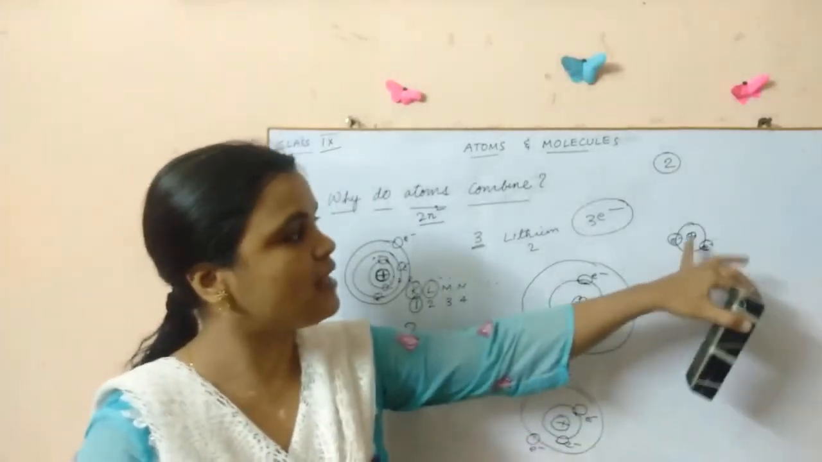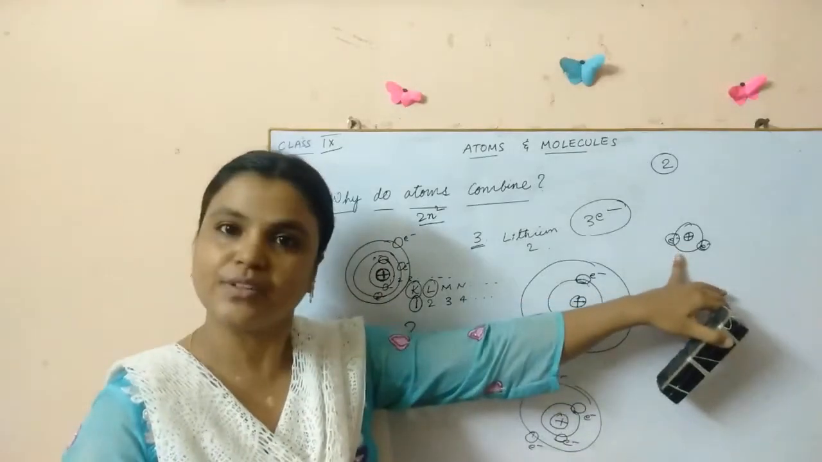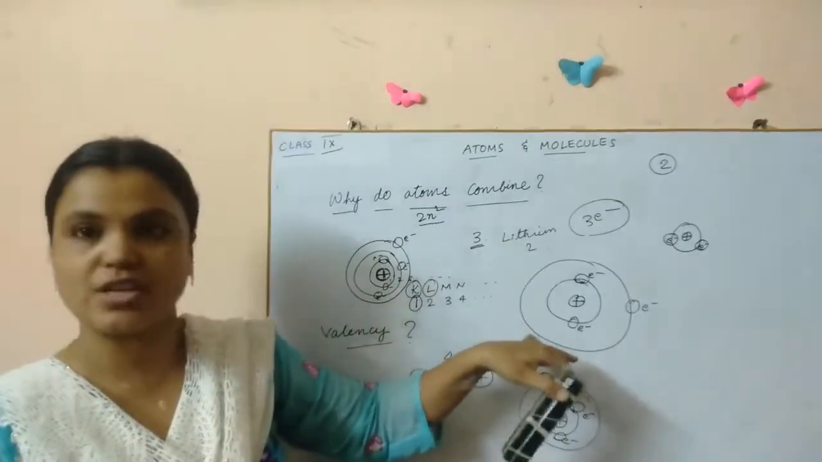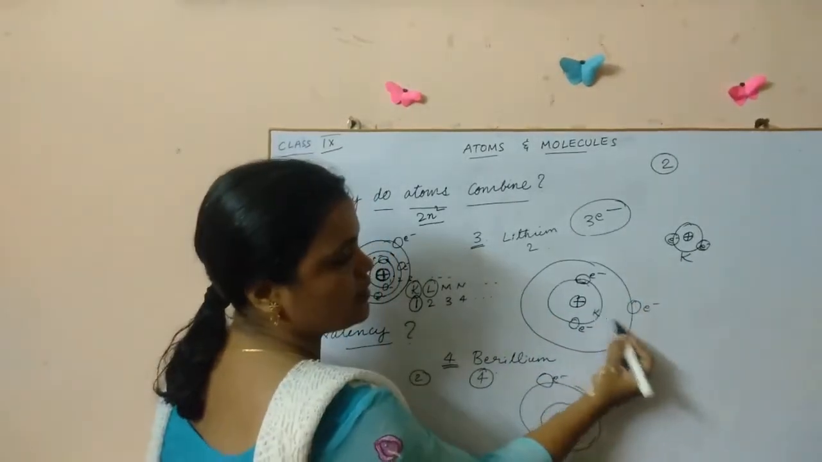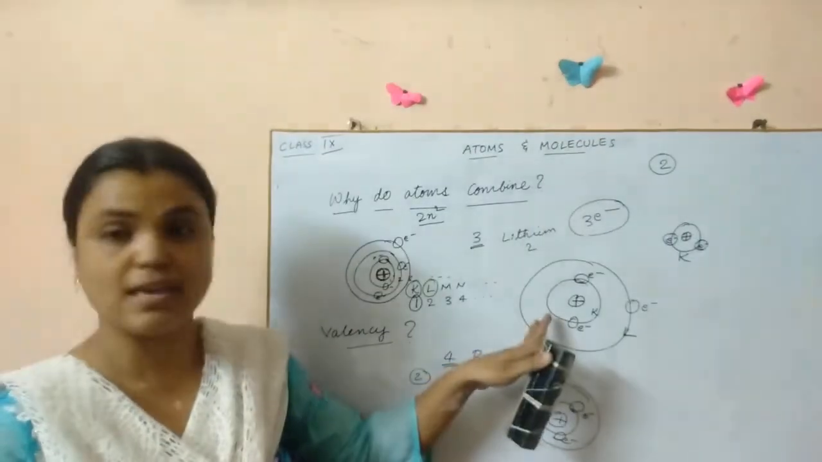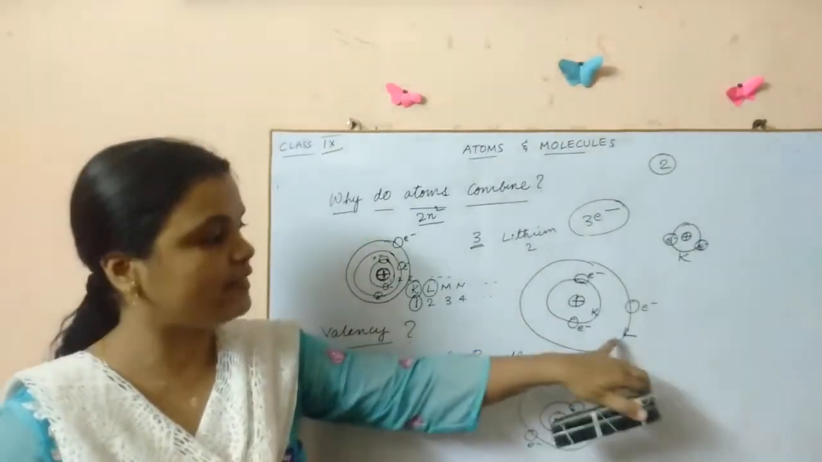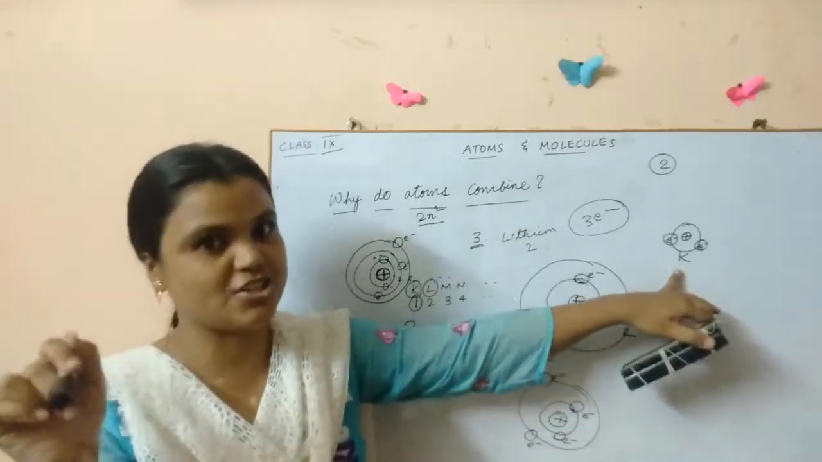So you can see this. Now this becomes the outermost shell of helium, right? This is the outermost shell. Now which one is the outermost shell here? This is K shell and this is K and this is L shell. So which one is the outermost shell in lithium now? The outermost shell in lithium is L shell. Did you understand? In case of hydrogen and helium, it is K shell only.